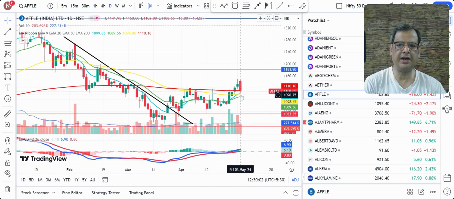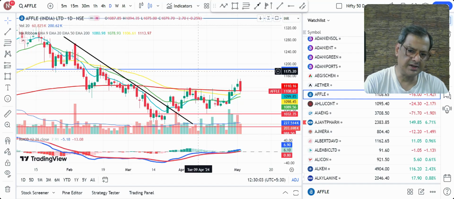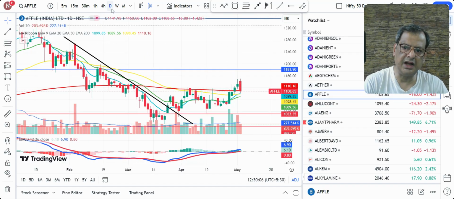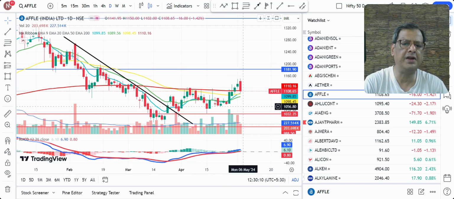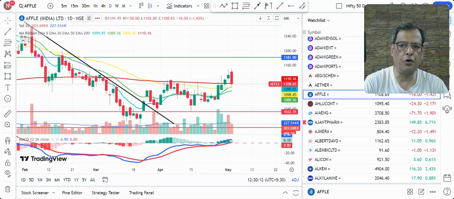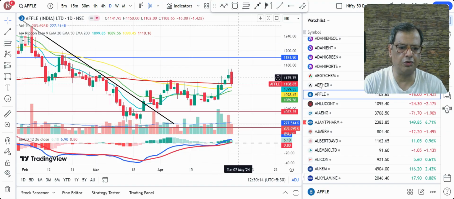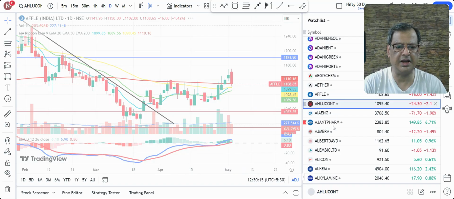So that's why you need to get all your ducks in a row. Preferably the daily, weekly, and monthly should all be green. If not, at least the daily and weekly should be green. If all three are green, then you have better chances of making money.